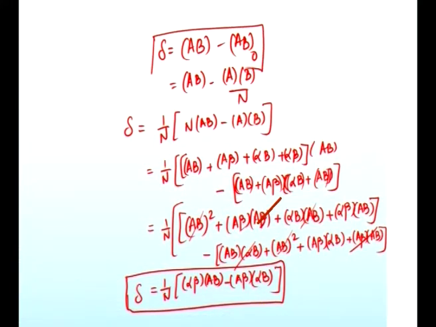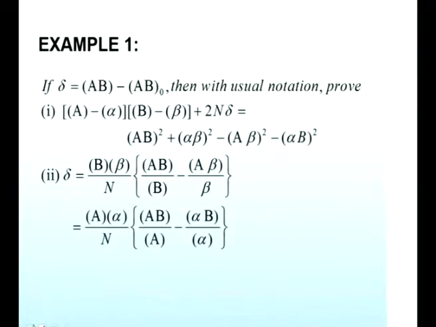Actually, delta is the excess of AB over AB naught. Delta is equal to AB minus AB naught, and another formula for delta is 1 by n alpha beta into AB minus A beta into alpha B. Okay. Proceeding further, we will go ahead with an example solving this.